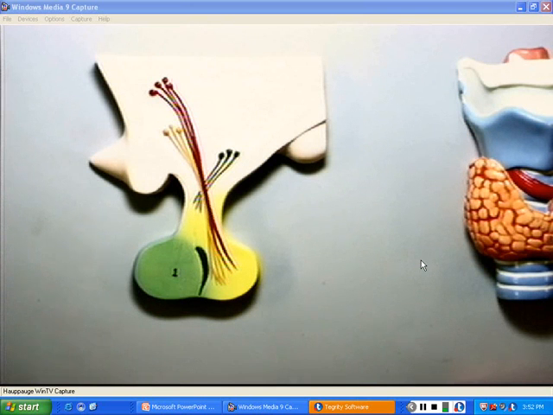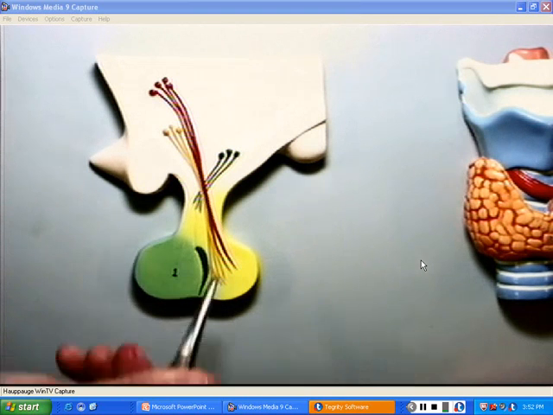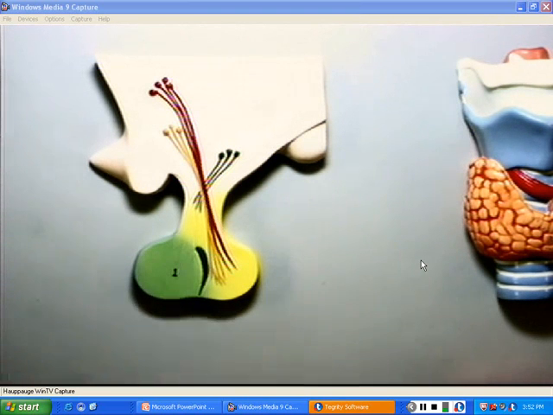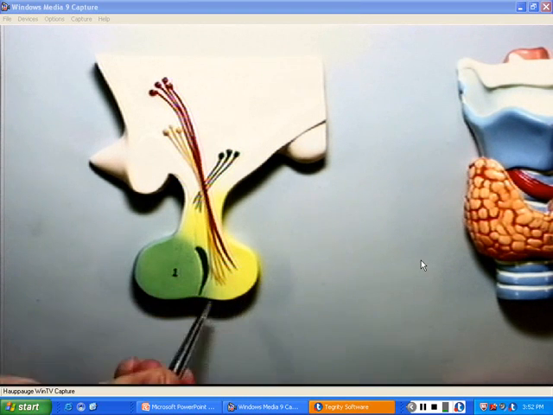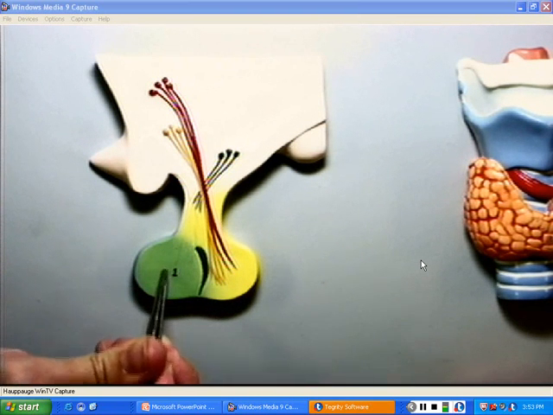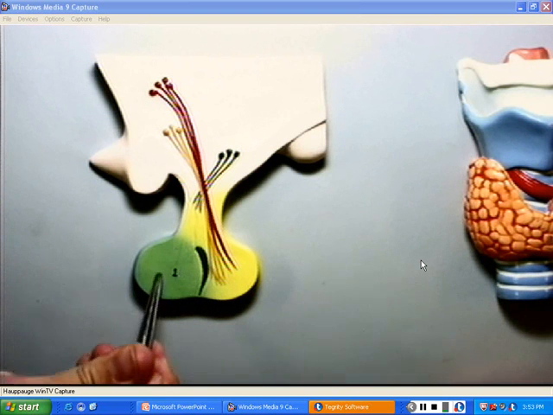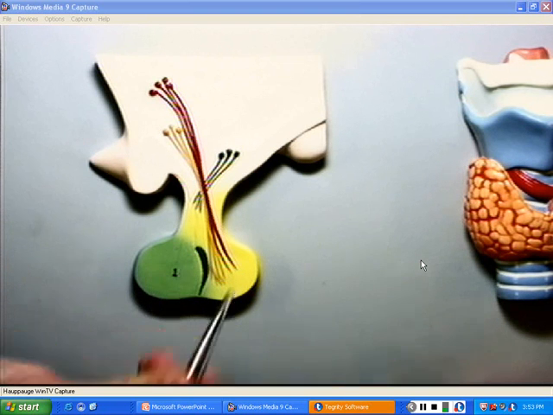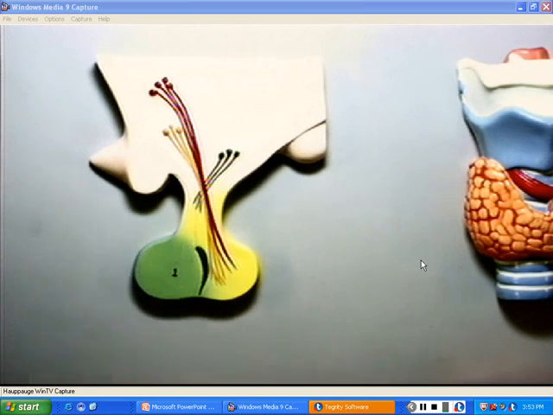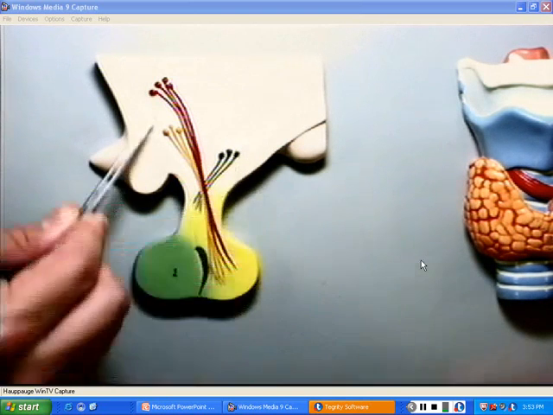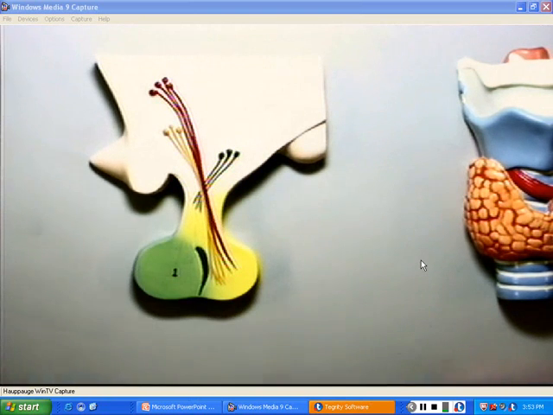a neural portion. You will often see it called pars nervosa, which does reference to being the neural part or the neural hypophysis. So the neural hypophysis, the adenohypophysis, the anterior pituitary, and the posterior pituitary. And again, here we can see our hypothalamus above that.